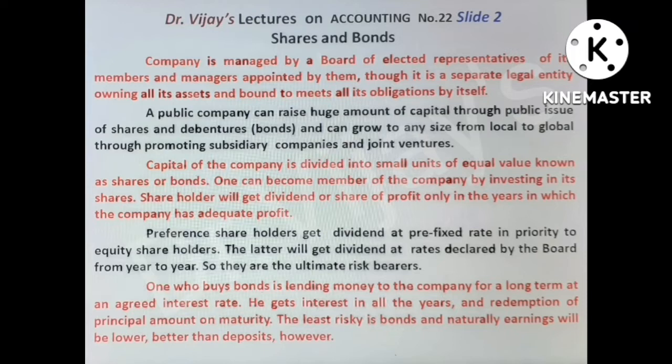One who buys bonds is lending money to the company for a long term at an agreed interest rate. He gets interest in all the years and redemption of principal amount on maturity. The least risky is bonds, and naturally the earnings will also be lower, but better than earnings on deposits.